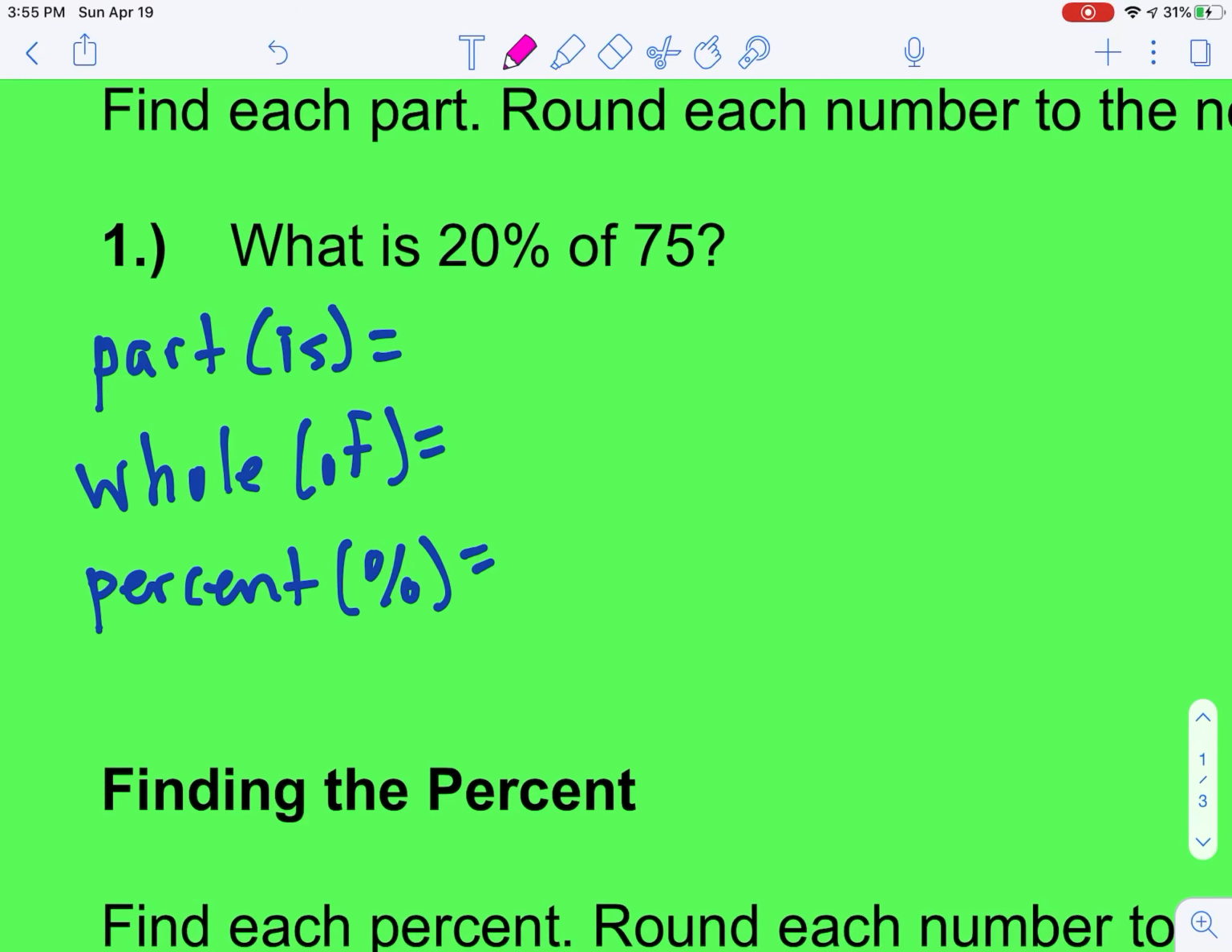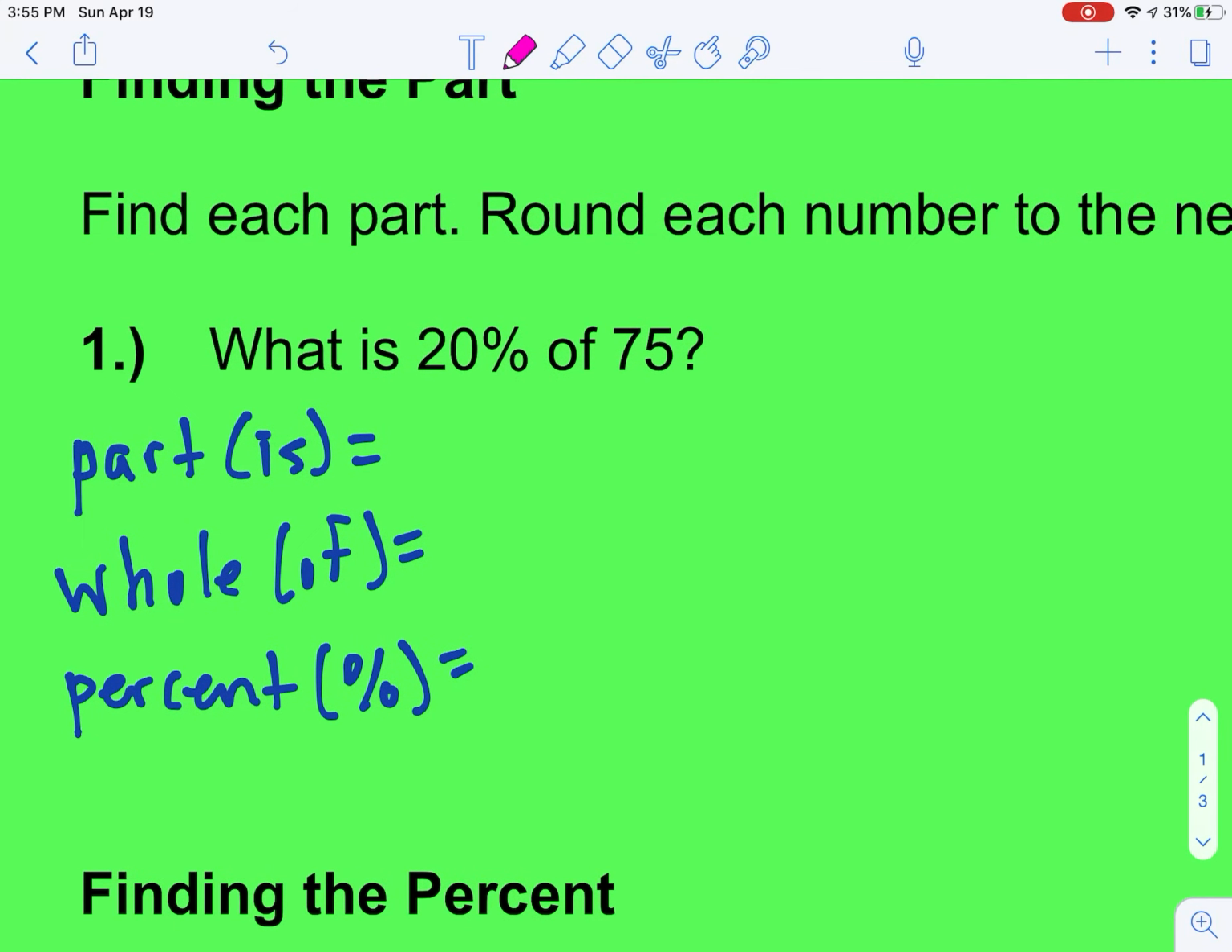So my first example is: what is 20% of 75? Now I have 3 parts of my proportion that I need to identify. I need to identify the part, the whole, and the percent. I don't need to do the fourth because I know that the fourth part of my proportion is going to be 100. So the first thing I notice is I have 20%.